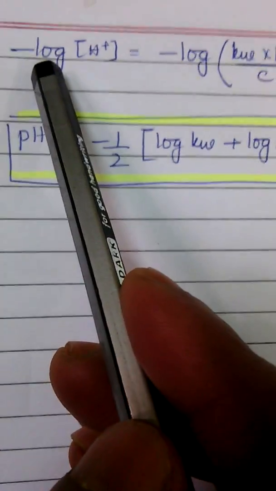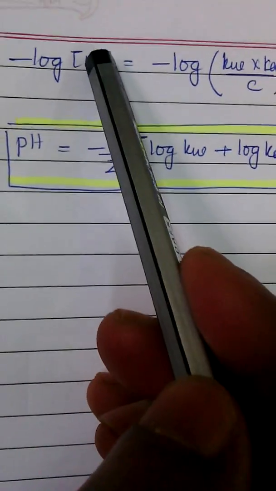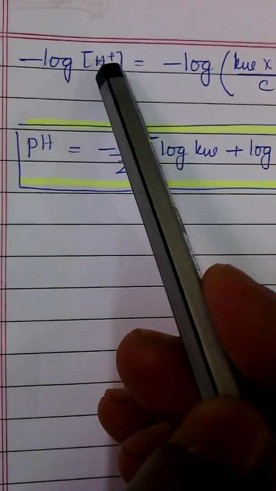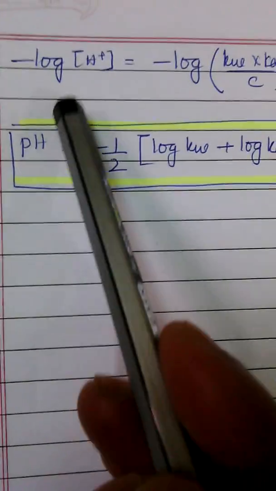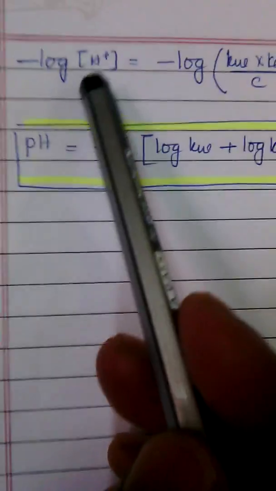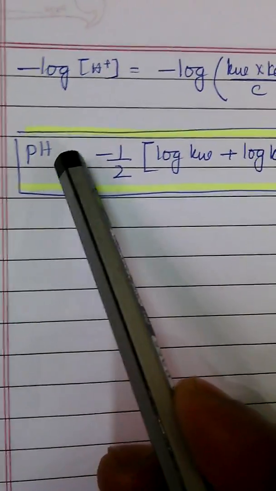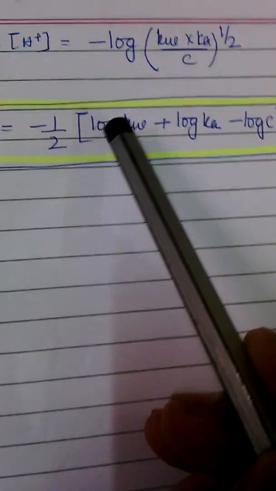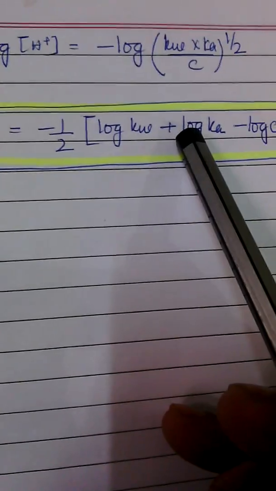Now we know that when the concentration of H+ ion is expressed in negative log, it is said to be pH. Therefore minus log H+ is considered as pH, and then pH equals minus 1 by 2 log Kw plus log Ka minus log C.